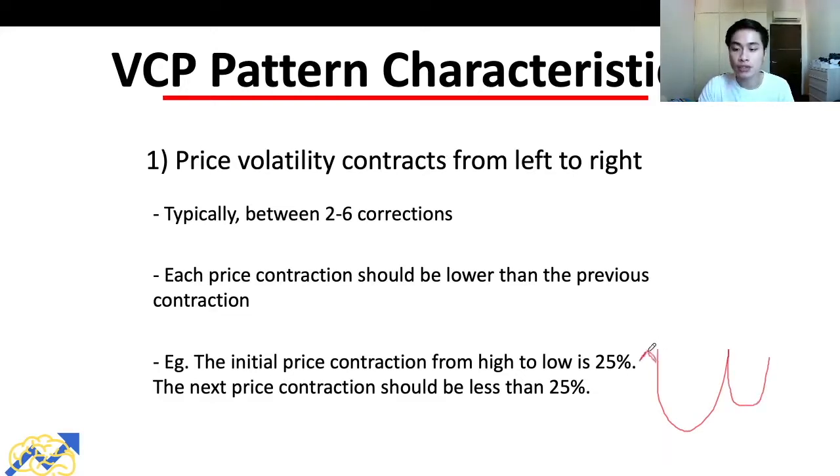From the high here to the low over here, the price contraction is around 25%. Then from the high to the low of the next contraction, it should be less than 25%. Let's take a look at an example of price volatility contracting from the left side to the right side.